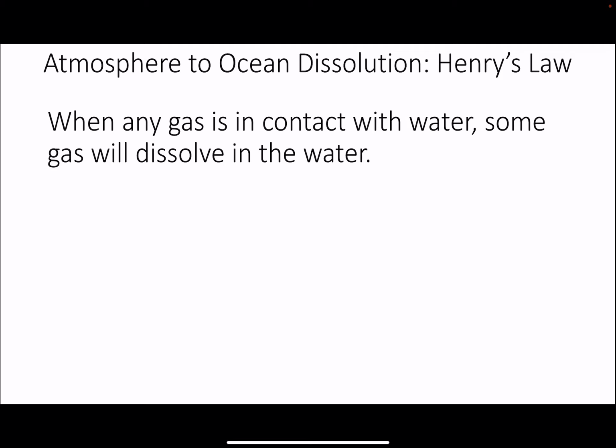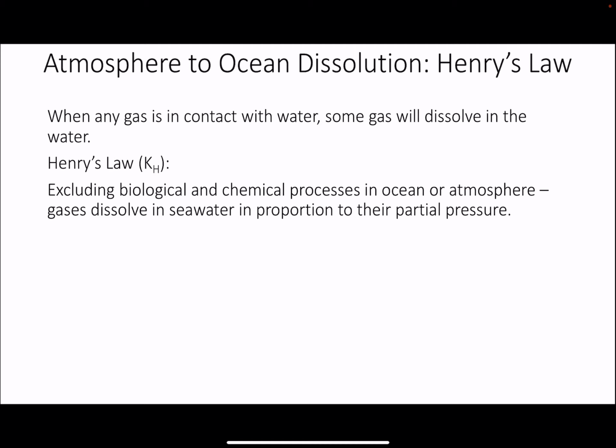And one of the key steps to figuring out gas concentrations is Henry's law. So when any gas is in contact with water, and what I'm basically saying is when the atmosphere is sitting on top of the ocean, which it is, some of that gas will dissolve in the water. And this is controlled by Henry's law. So Henry's law is denoted as this capital K with a capital H subscripted here. And Henry's law is independent of any biological or chemical processes in the ocean or atmosphere. So let's just say there's no biology and there's no chemistry, just pure dissolution. Gases will dissolve in seawater in proportion to their partial pressure.